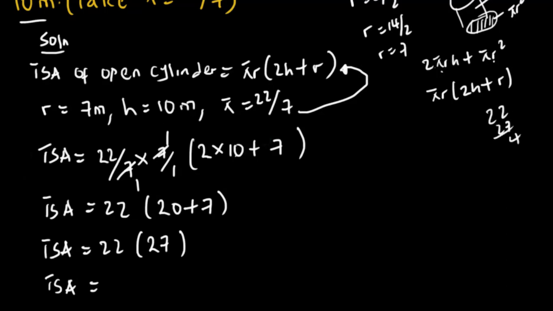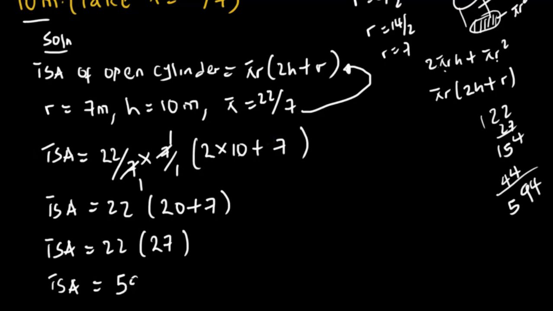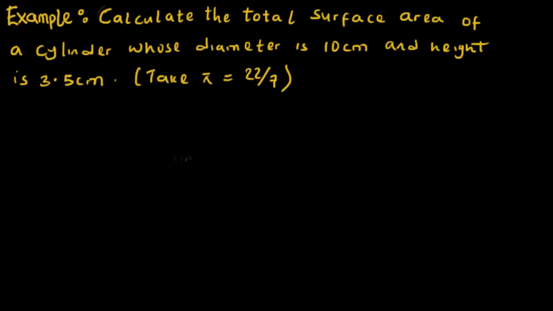So we have total surface area equals 22 times 27. 7 times 2, 14, 4 carry 1. 7 times 2, 14 plus 1, 15. 2 times 2, 4. 2 times 2, 4. If I add this, I should have 4 plus 5, 9. 4 plus 1, 5. So we have 594 meters square. And this is our answer. Does this make sense?